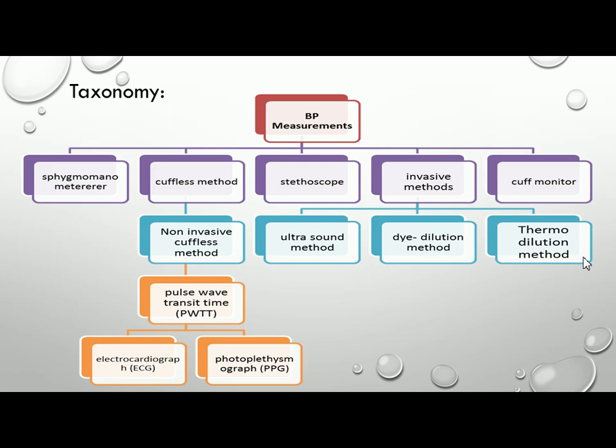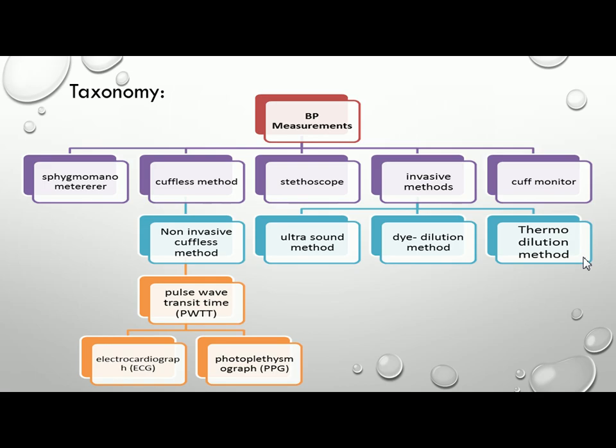As we know, there are many different kinds of measuring blood pressure, such as sphygmomanometer, cuffless methods, stethoscope, invasive methods, and cuff monitor. In invasive methods, we have mainly three types of measuring the blood pressure: the ultrasound method, dye dilution method, and thermodilution method. And my thesis comes under the cuffless method, which is non-invasive.